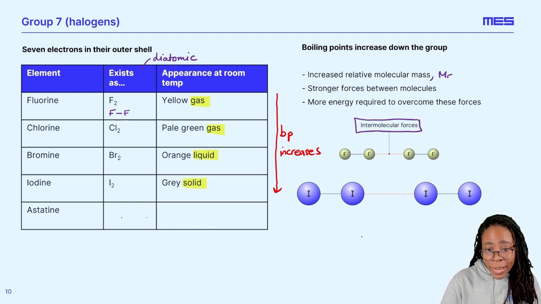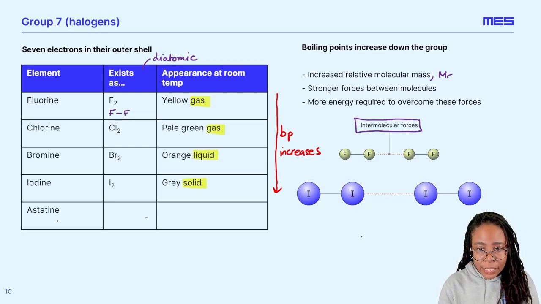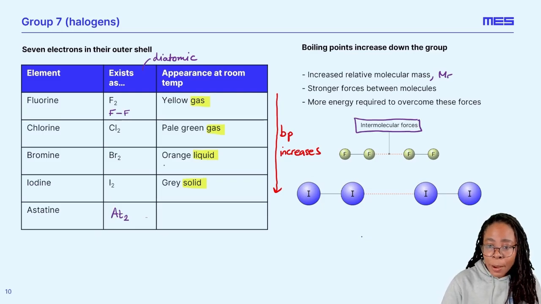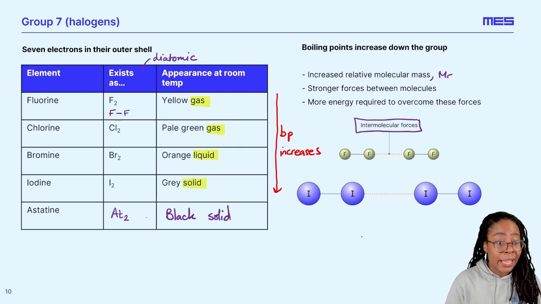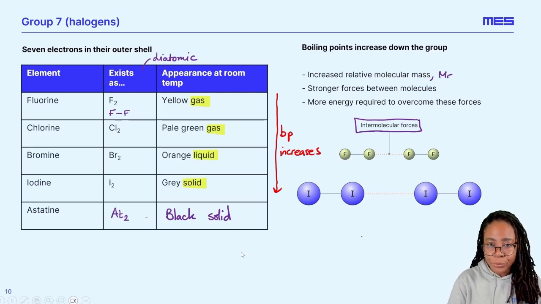We can also look at the trend down group 7 and predict what we would expect for astatine just below iodine. So astatine being in the same group, we would expect to also exist as diatomic molecules, so At2. And then in terms of its appearance at room temperature, well, we can see that the color is getting darker as we go down the group, yellow to green to orange to gray. We might expect that astatine would be black. And looking at the states from gas to liquid to solid, so we would expect that astatine was a solid as well, with an even higher boiling point than iodine.